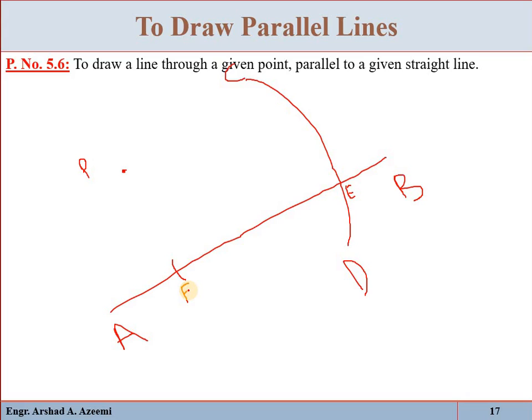Now open a compass up to a length equal to FP, and with center E mark here an arc. Now join this point with this point. So see that the line PQ will be parallel to line AB and passing through the given point. You can revise the video, you can repeat the video to understand the process.